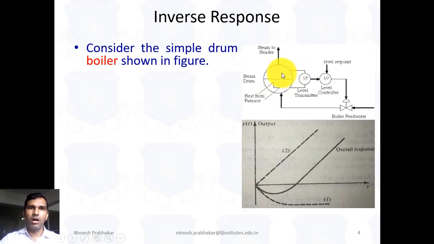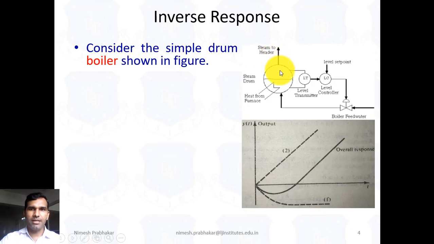Now here we understand the inverse response. This is the level indicator, which indicates how much water is in this drum. This is the transmitter, and this is the water level controller. That means if the water level decreases or increases, this controller opens or closes the feed water valve and controls the water inside this drum. So now we understand the inverse response of the water.